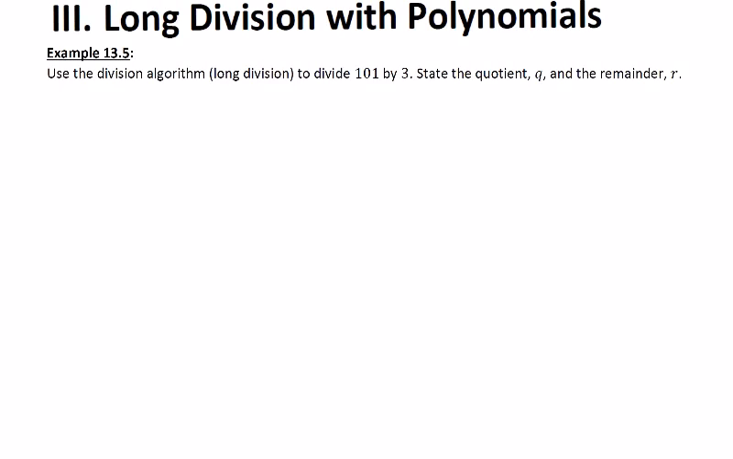In part 3 of section 13, we're going to look at long division with polynomials. Example 13.5 is going to take us through an introductory example of long division using whole numbers. This would be the same process that you learned called the standard algorithm for long division from grade school, so many of you would have been around the 3rd, 4th, 5th grade time.